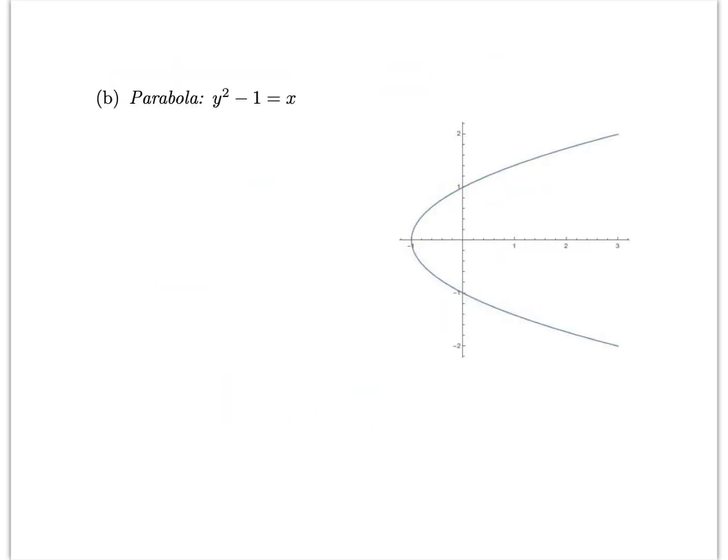Next, I want to look at this parabola. y² − 1 = x. It's a parabola that opens right. It looks like there's only one point that's interesting. This one right here has a vertical tangent line. So that's the point I'm going to be looking for. I'm going to start by finding dy/dx. I'm going to take d/dx of both sides of this equation.